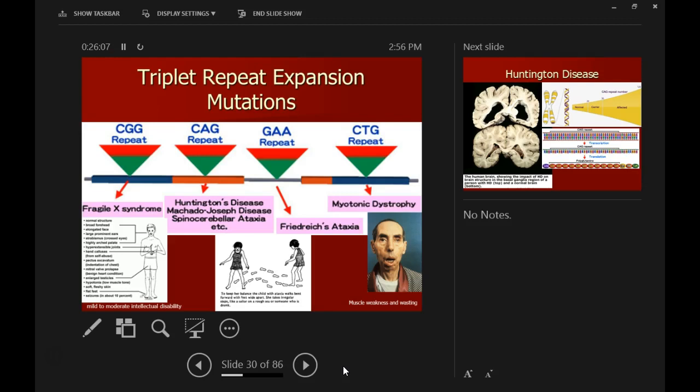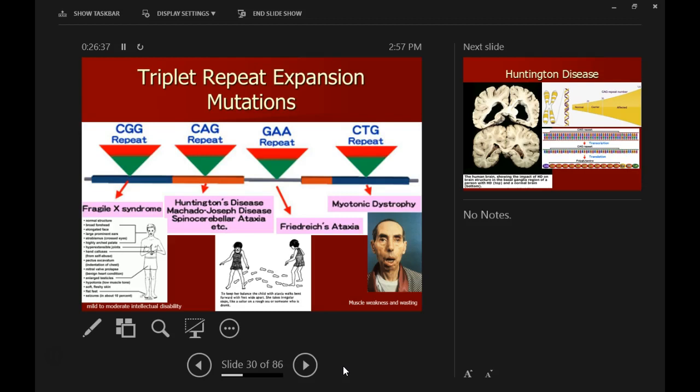Right. In this, for example, if we look at some examples, we'll take a look at Huntington's disease, which is probably the most well-known. We find on chromosome number 4, near a particular gene, people with Huntington's disease actually go and have 40 plus repeats of just CAG, CAG, CAG, CAG.